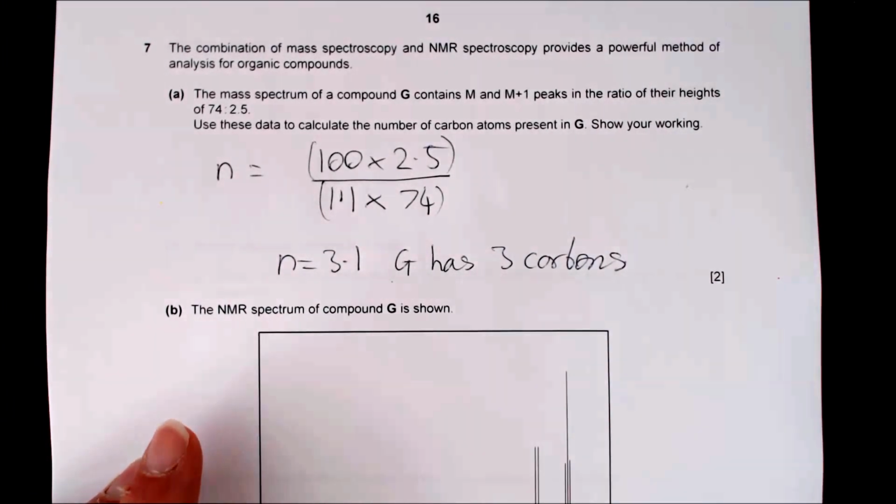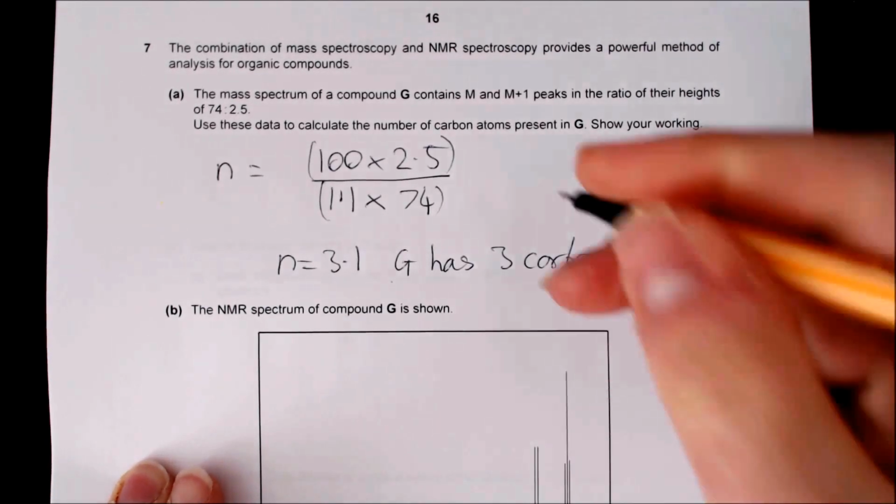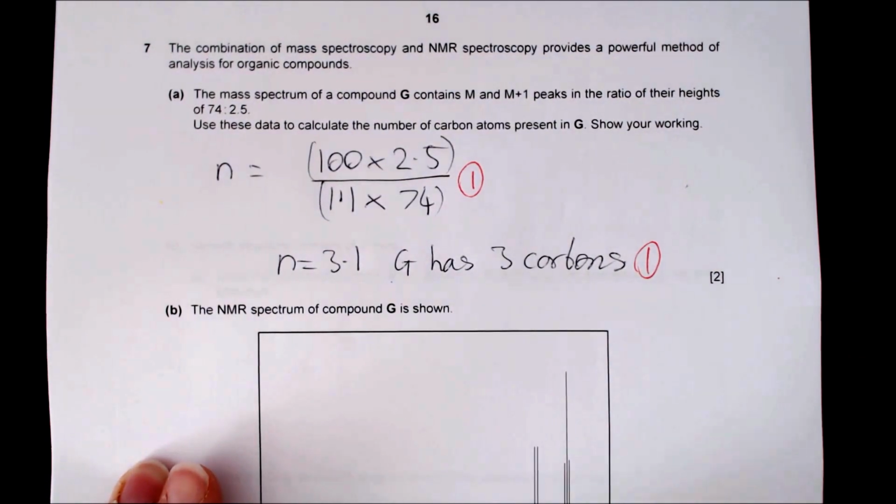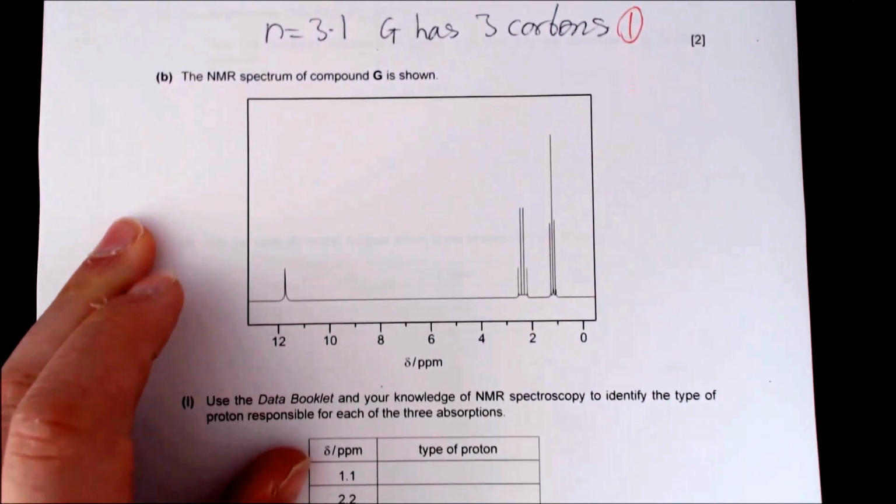Okay, so you get 2 marks for this. You get 1 for using the right formula initially, and then you get 1 for suggesting how many carbons it has. So you get 2 marks in total for that. So again, not too bad. Okay, right, and on to B as we're coming to NMR.